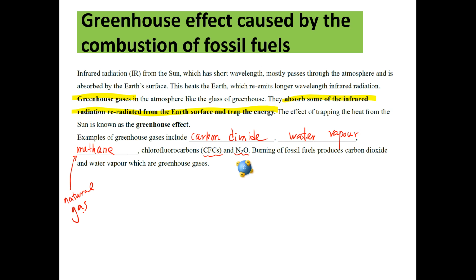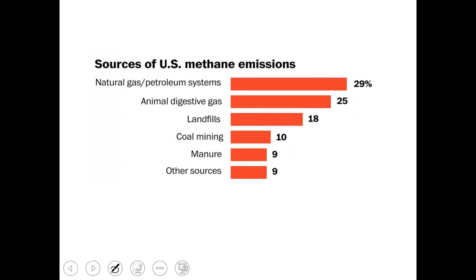And now I give you some special, very interesting news about the source of US methane emissions. The first one comes from natural gas. Okay, it's not that surprising. But the second point comes from animal digestive gas. What's the meaning? And then the third one is landfills. Now, I would like to have a look at animal digestive gas.